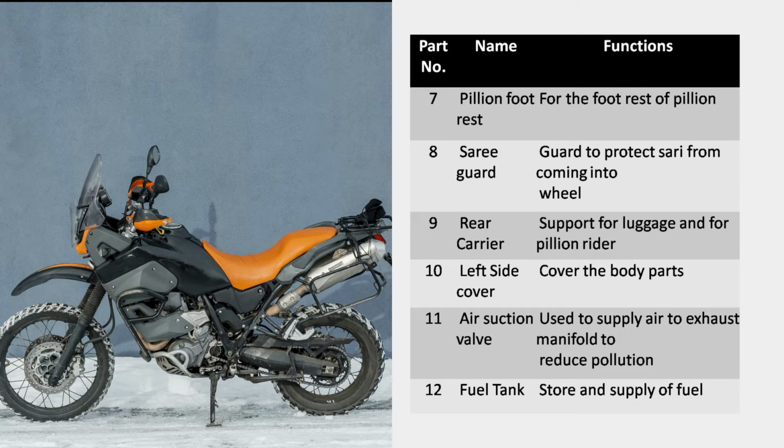Then air suction valve, this is for allowing the air to come to the exhaust to reduce the pollution. It will come along with the combustion exhaust air, and it will combine so that your pollution will be reduced. Then fuel tank, it stores and supplies fuel to the engine.